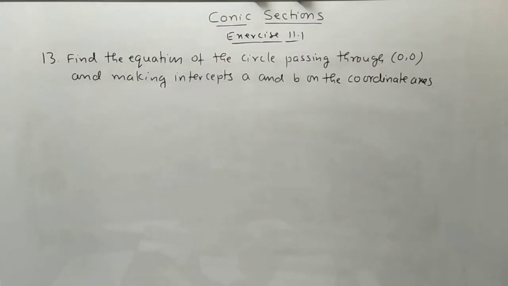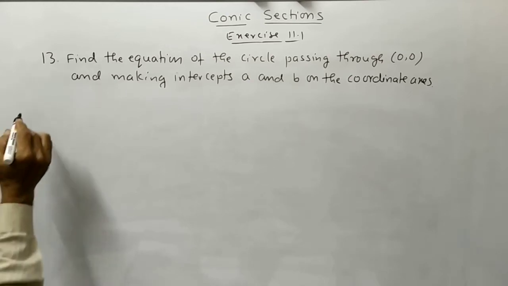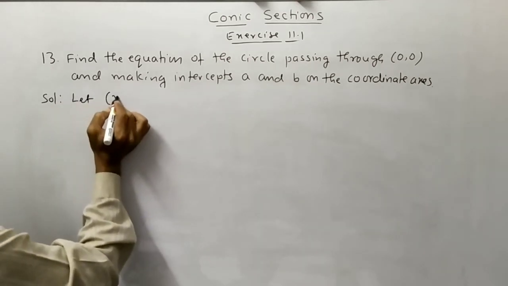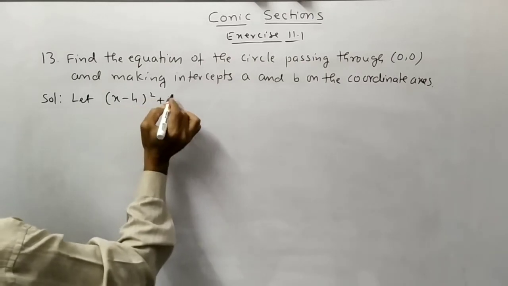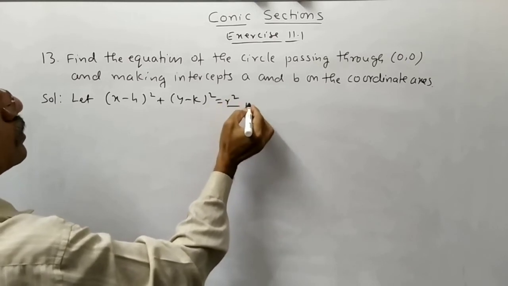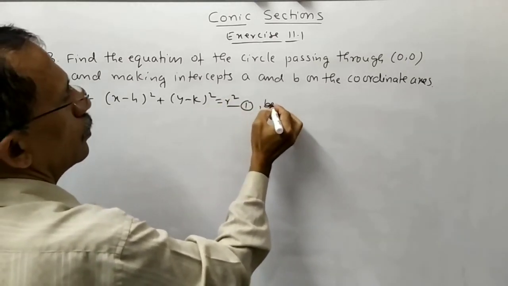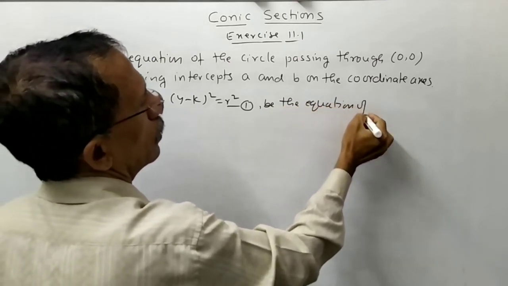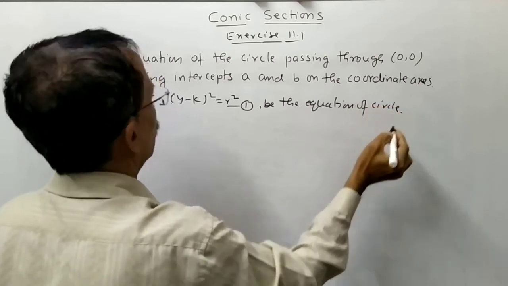Next question. Find the equation of the circle passing through origin with coordinate 0, 0 and making intercepts a and b on the coordinate axis. Solution. Let (x minus h) whole square plus (y minus k) whole square is equal to r square, say number 1, be the equation of circle.